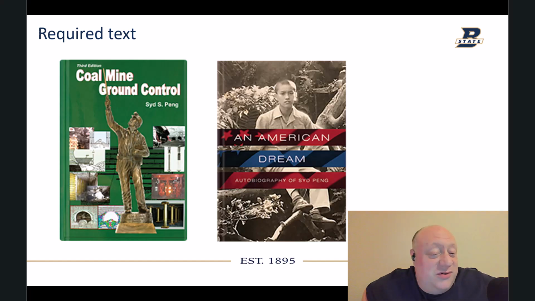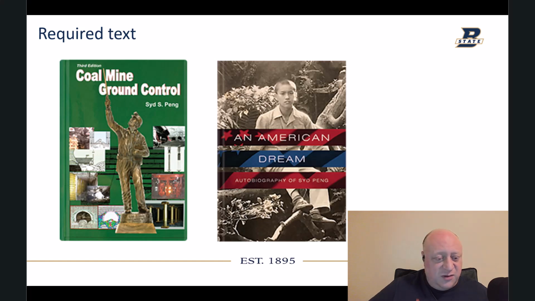The required text for this course is going to be Coal Mine Ground Control, 3rd edition, by Dr. Peng. That book is on the left, and just a little bit about that. This book is written by perhaps the quintessential ground control, particularly coal mine ground control expert of our time, really. I think anyone would consider him the pinnacle of coal mine ground control.